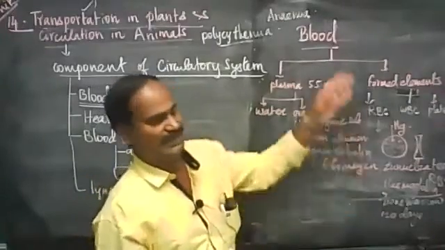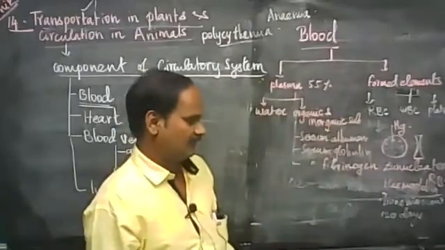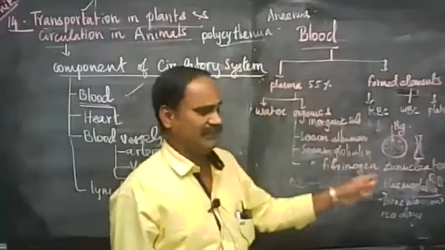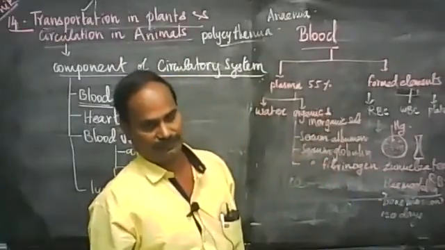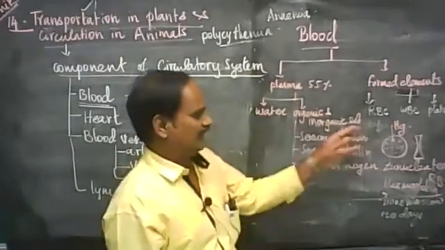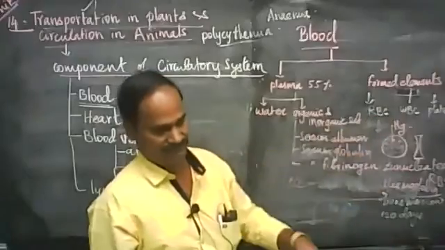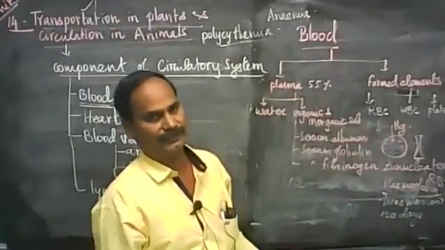RBCs are circular, disc shaped, biconcave in nature. They do not have a nucleus. Initially they have a nucleus. When it matures, the nucleus is completely absent. So why does it lose its nucleus at maturity? It has to accommodate an enormous amount of hemoglobin.